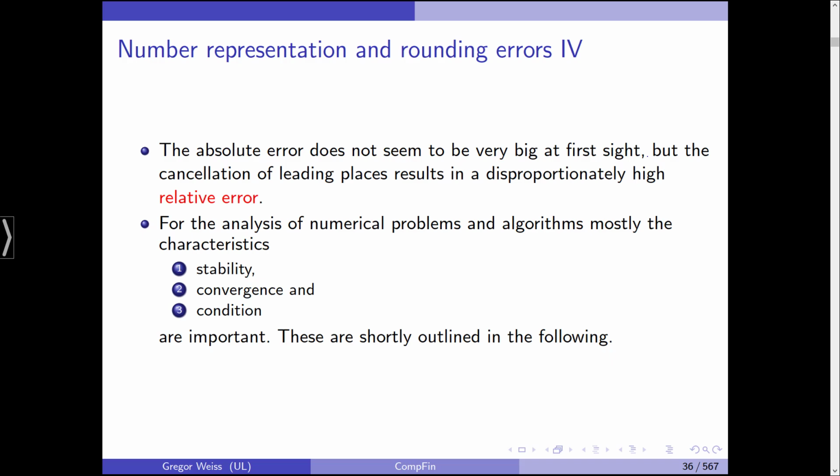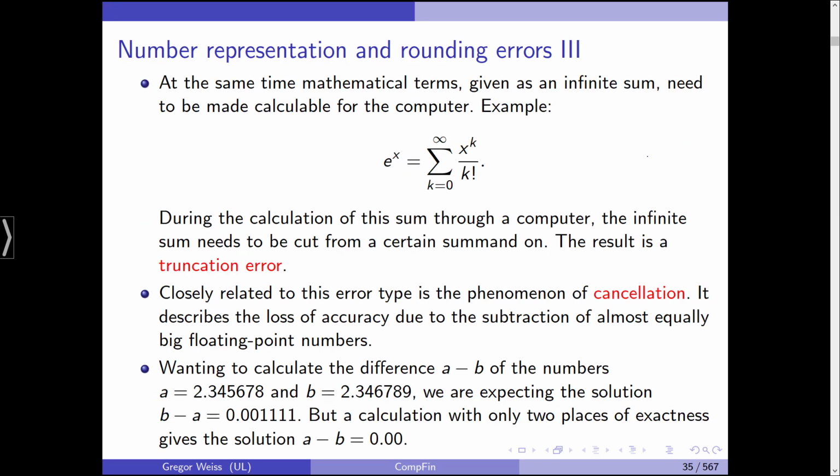The problem is, the absolute error does not seem to be very big at first. That's just the difference between 0.001111 minus 0. So actually the difference b minus a is also the error.